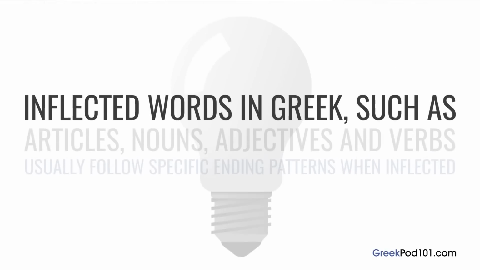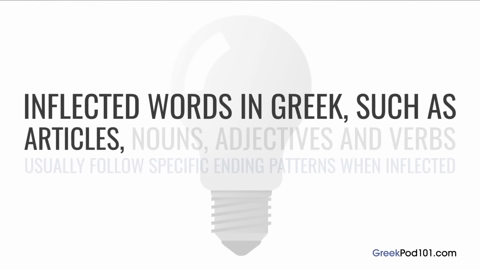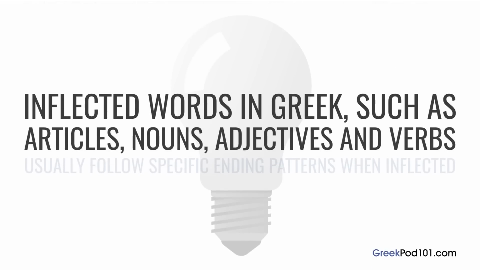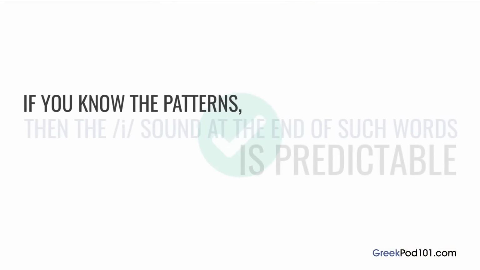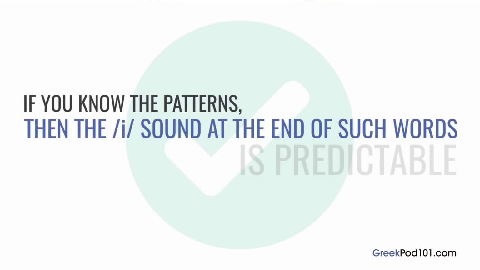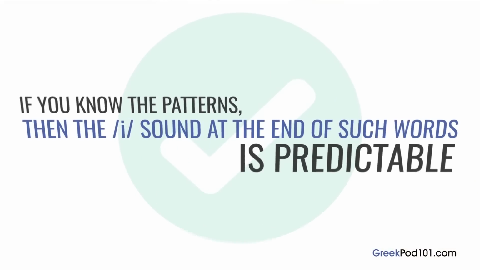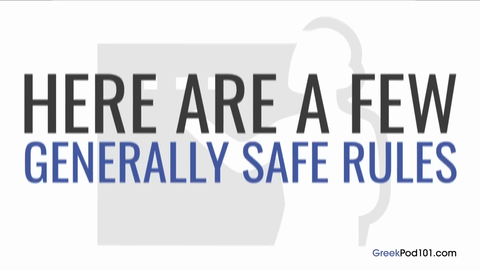First, let's see what you have to know if that E sound is at the end of a word. Inflected words in Greek, such as articles, nouns, adjectives, and verbs, usually follow specific ending patterns when inflected. If you know the patterns, then the E sound at the end of such words is predictable. Here are a few generally safe rules.